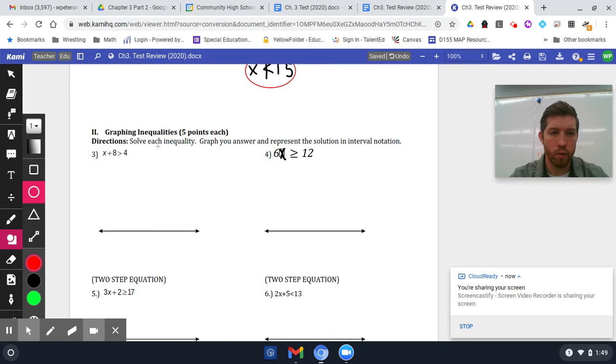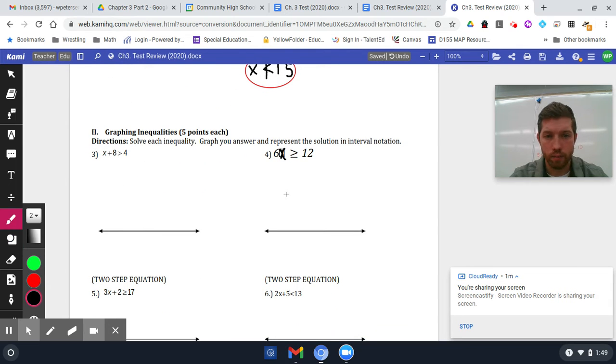All right, over here, we need to solve and then graph. So this is 6 times x is greater than or equal to 12. The opposite of multiplication is division, so we're going to go ahead and divide both sides by 6. When we do so, these will cancel out. We are left with x is greater than or equal to 12 divided by 6 is 2. All right, so now we need to graph this.